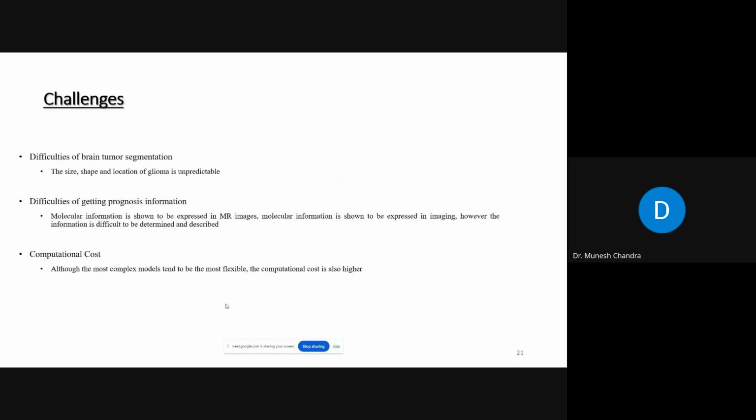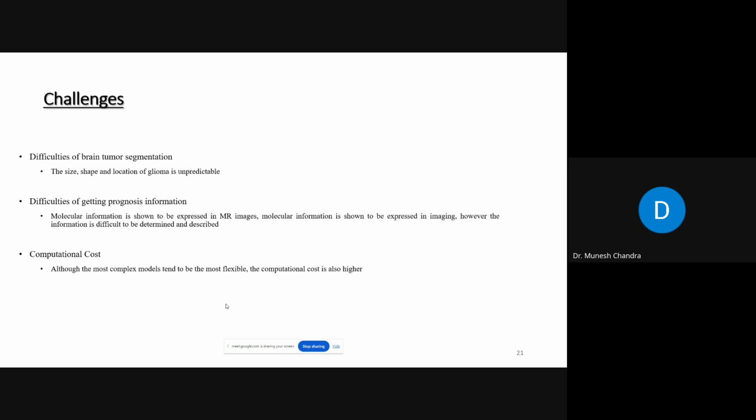Some of the challenges when we are focusing on the grading of this brain tumor. The first one is the difficulty of brain tumor segmentation. As we have discussed, it varies in shape, size, and location. So it is very difficult to do the segmentation of brain tumor.